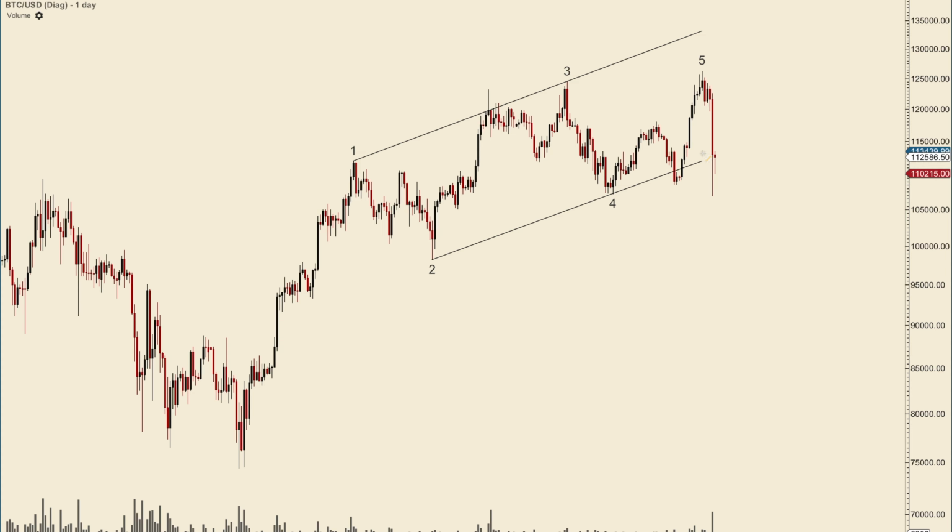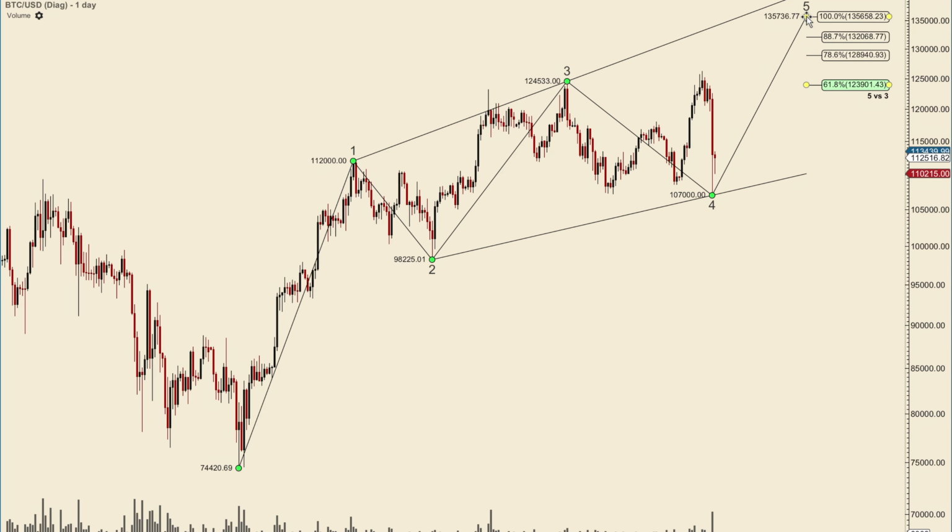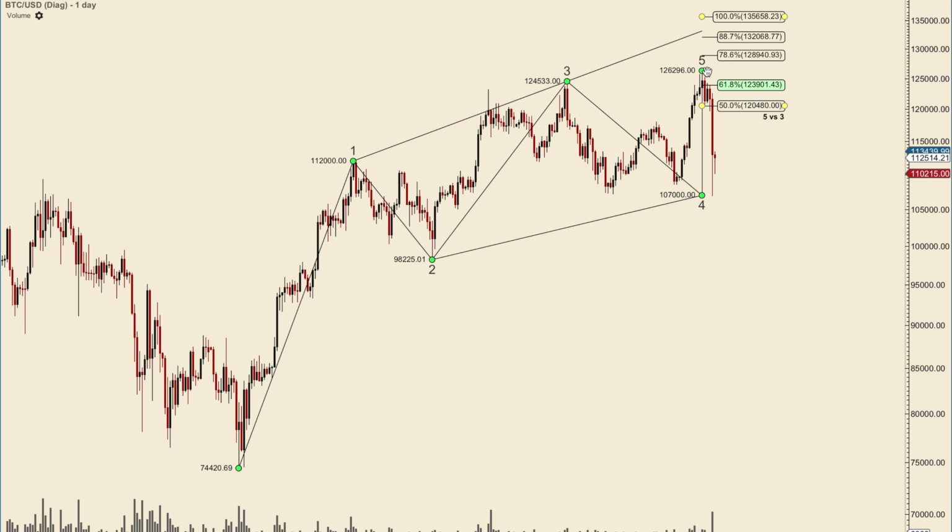So that's not a valid count for a diagonal. So if we were to count this as a diagonal, we now need to put wave 4 over here and wait for wave 5. Now you can see it's more clearly expanding. Now we need to wait for wave 5 to reach above 100% of wave 3. So that is the proper count if we were to count it as a diagonal. Otherwise, there's no real way to count this as finished. You can't really finish the bull market over here in a diagonal.